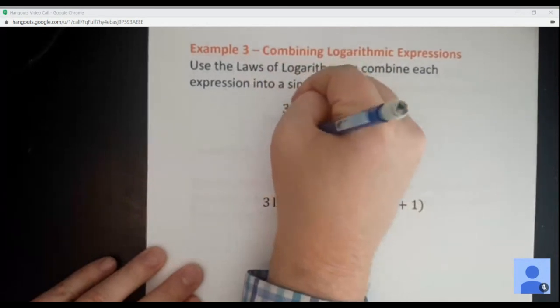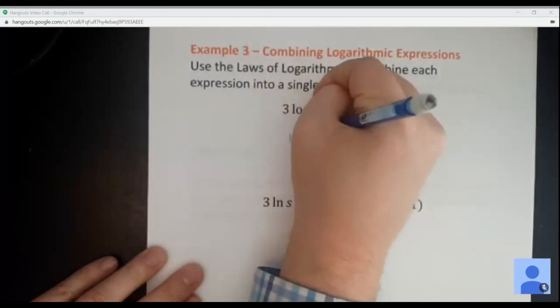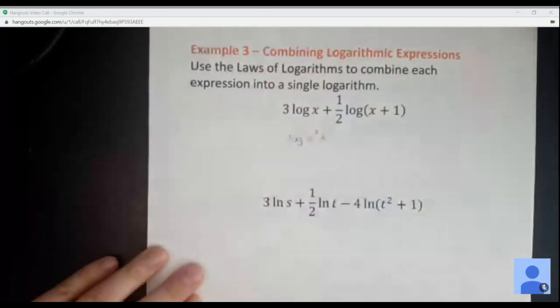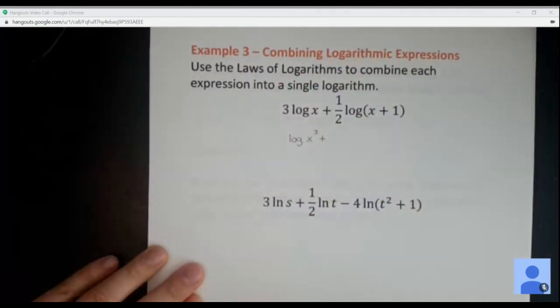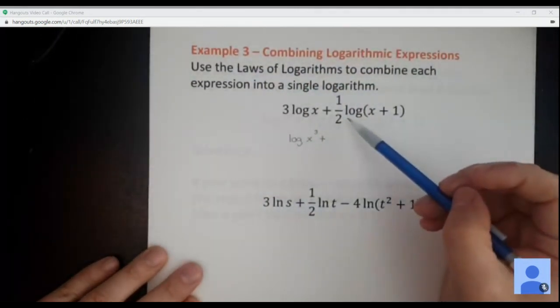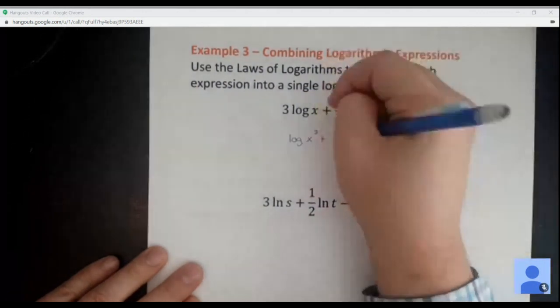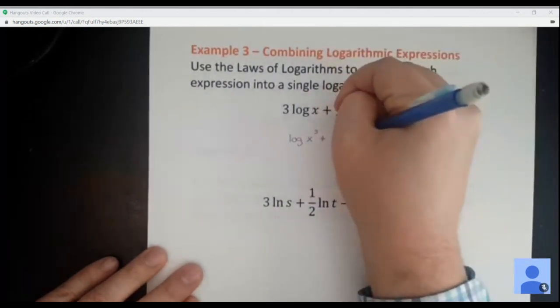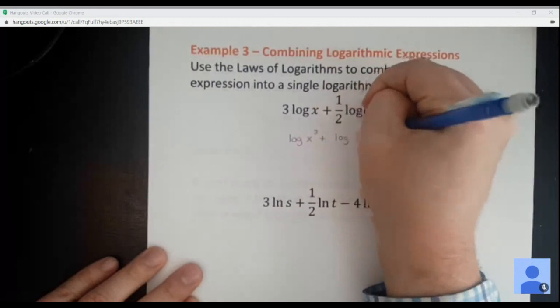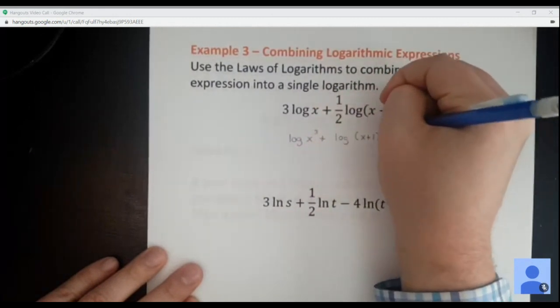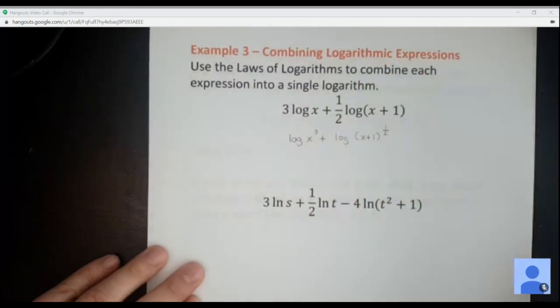So we're going to have the log of x to the third plus. Now, same thing here, right? We have this 1/2 out front. So I'm going to move it up into the exponent of this one. So that's going to give me the log of x plus 1 to the 1/2 power.